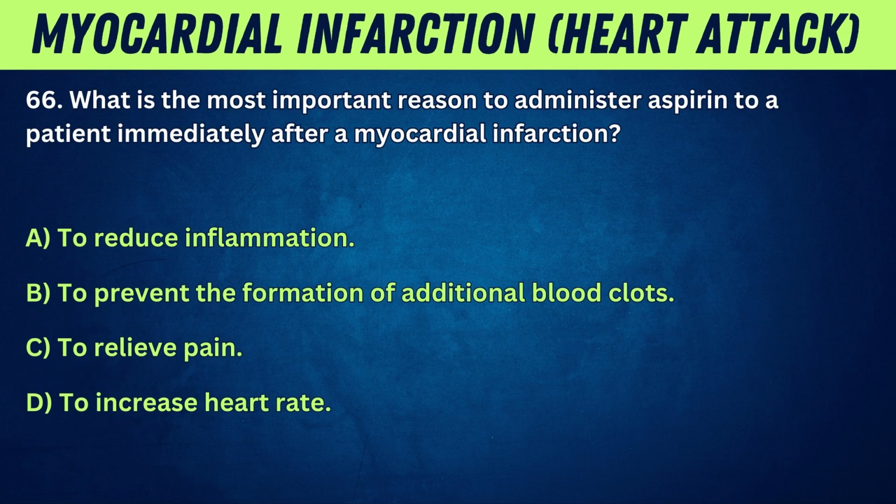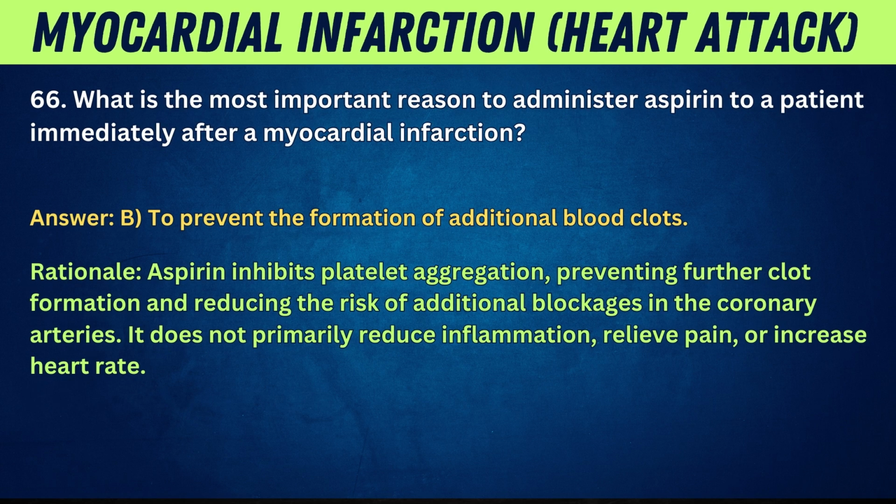66. What is the most important reason to administer aspirin to a patient immediately after a myocardial infarction? A. To reduce inflammation. B. To prevent the formation of additional blood clots. C. To relieve pain. D. To increase heart rate. Answer: B. To prevent the formation of additional blood clots. Rationale: aspirin inhibits platelet aggregation, preventing further clot formation and reducing the risk of additional blockages in the coronary arteries. It does not primarily reduce inflammation, relieve pain, or increase heart rate.